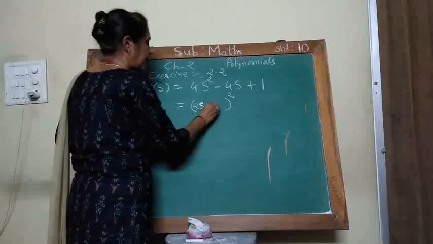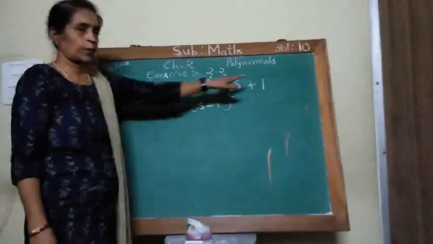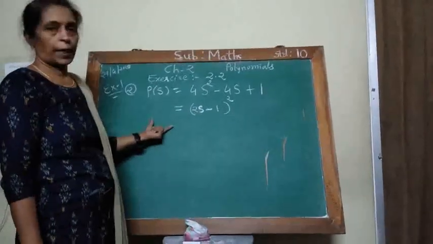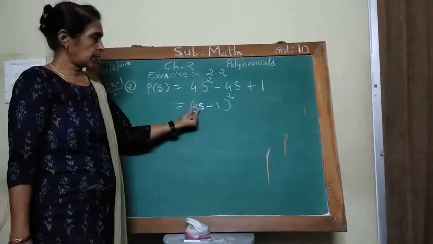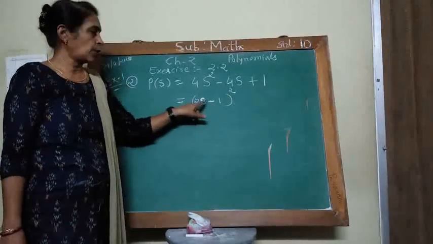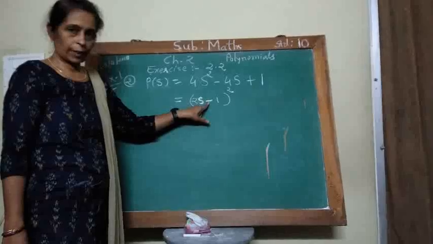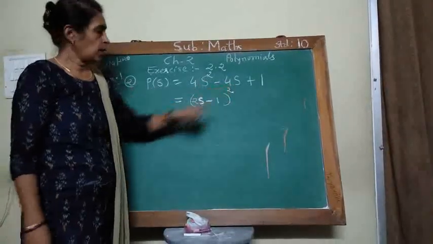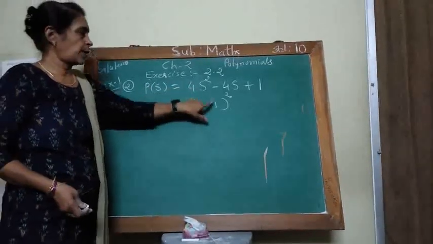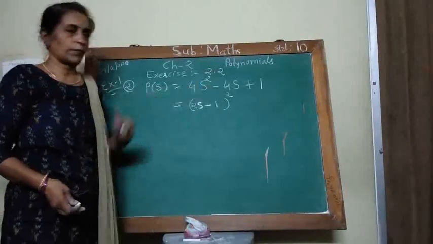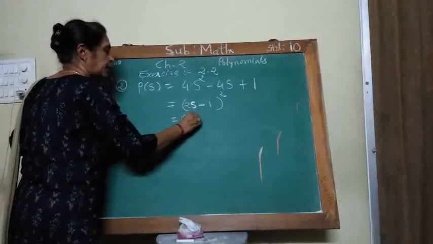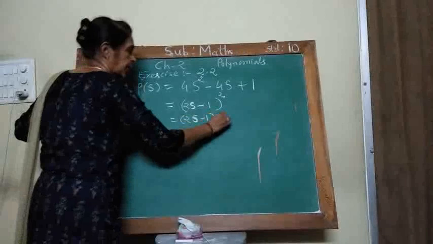2s minus 1. We have studied this type of factorization in standard 8 and 9. So the square root of the first term is 2s, the last term is 1, and the middle term you check: 2 times 2 is 4, 1 times 4, the middle term is minus, so you get minus 4s. So if you expand this, then you get this or not. First term square is 4s square minus 2 times 2 is 4s plus 1. So we get the same bracket how many times? 2 times. Same bracket.